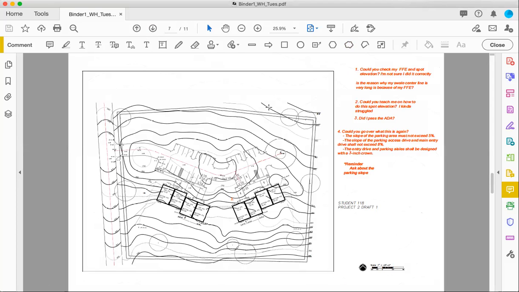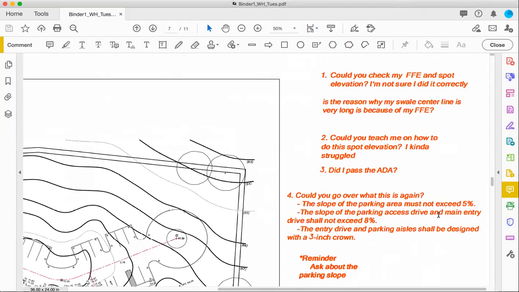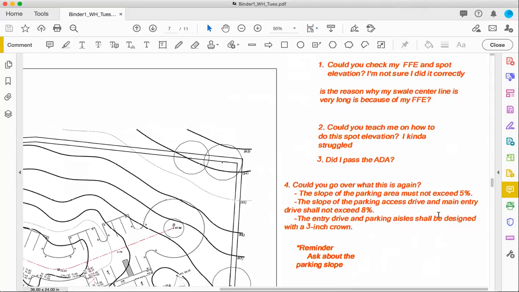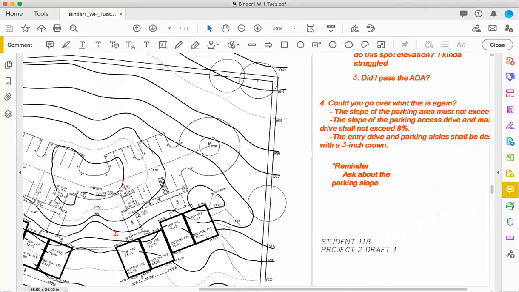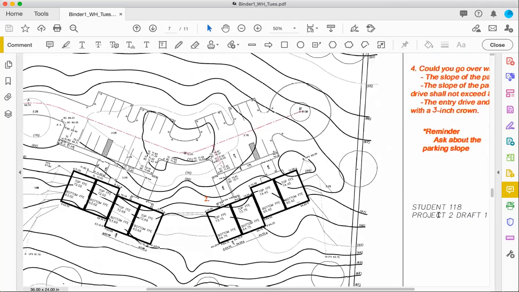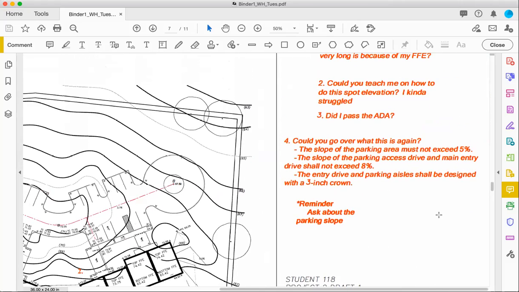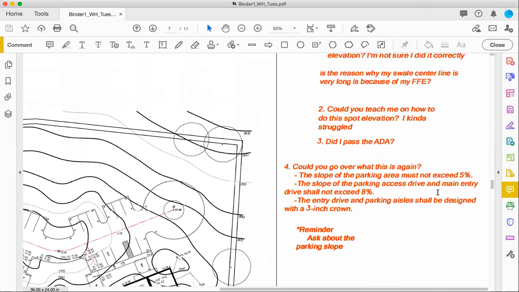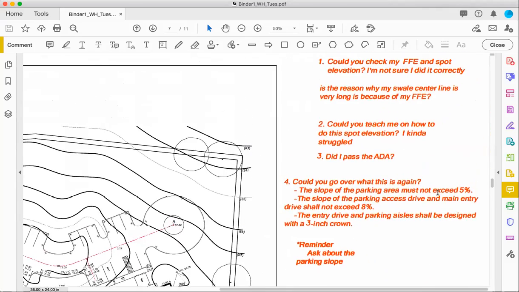So this is Elisa's, right? Yep. Hi, Professor Yay Wong. Hi. Let me quickly read through your questions here. Check your FFEs. Swale center line is very long. Your swale is there and there. Your left side, you probably don't necessarily need to do that spot yet.